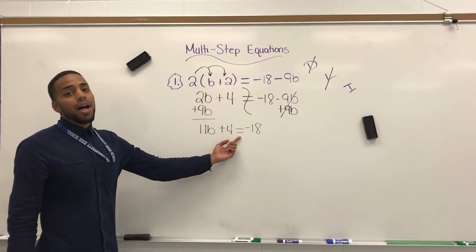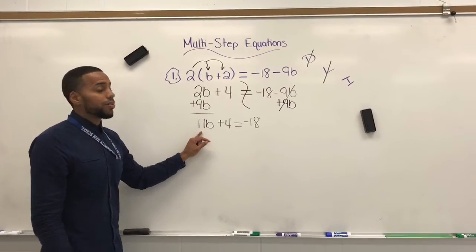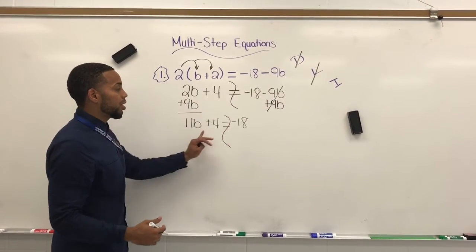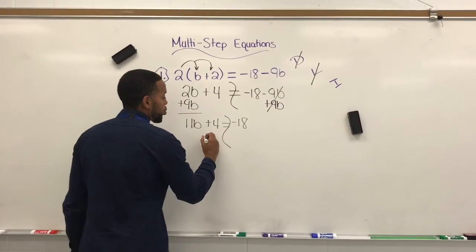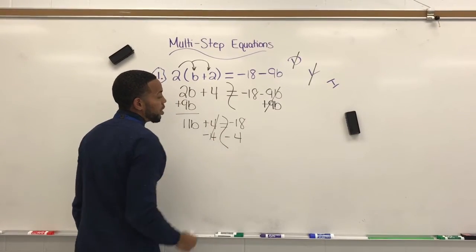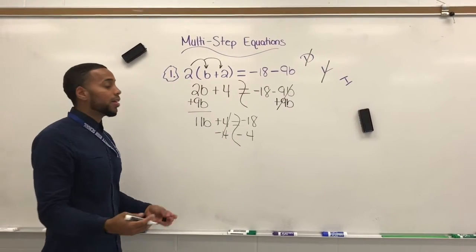The river still applies and the variable is not all by itself. So I draw my river again. I apply the inverse to the constant terms, and we subtract 4 to both sides. Because what I do to one side, students, I apply to the other.